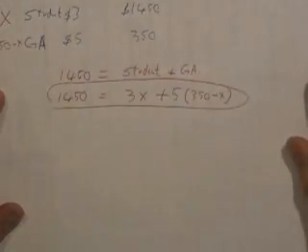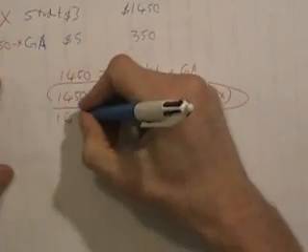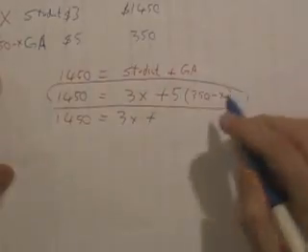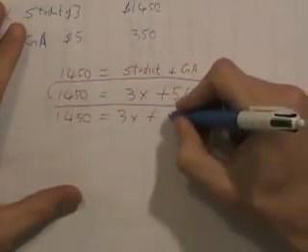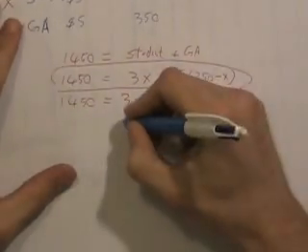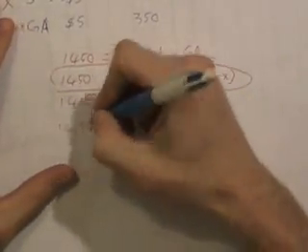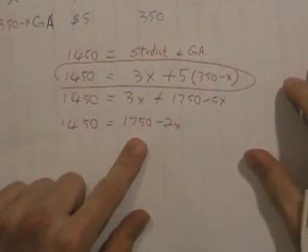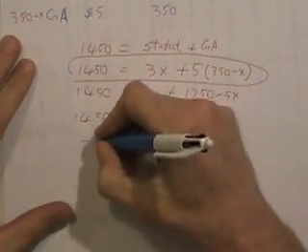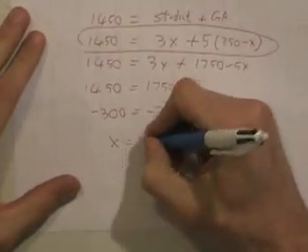If you solve this for x, the number that you get will be the number of student tickets. So just multiply it all out: 1450 equals 3x plus 5 times 350, which is 1750 minus 5x. So 1750 minus 2x is 1450. If you subtract 1750 from both sides, you get 1450 minus 1750, which is negative 300, equals negative 2x. So you get x equals 150.